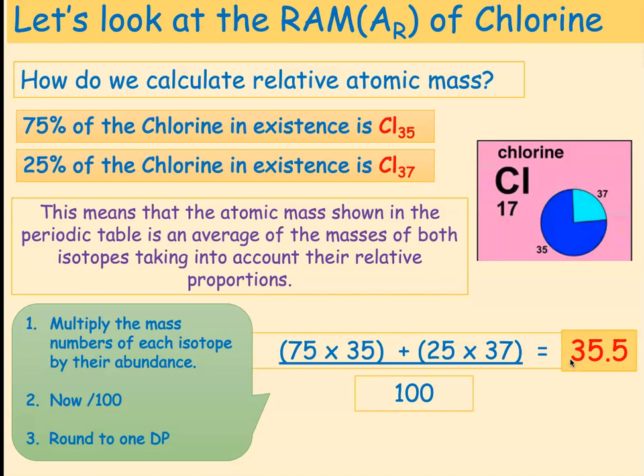And then we can calculate it on our calculator. So that's 35.5. Now we would at this stage round it to 1 decimal figure, but it's already rounded to 1 decimal figure. So the relative atomic mass of chlorine, taking into account the different isotopes, is 35.5.